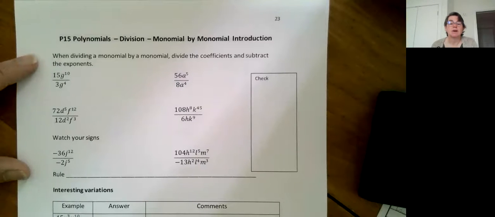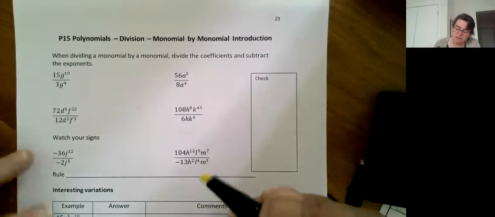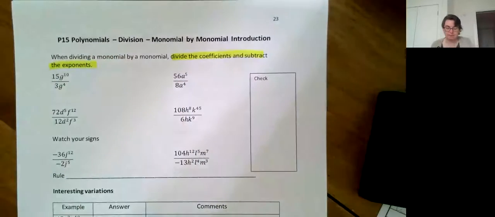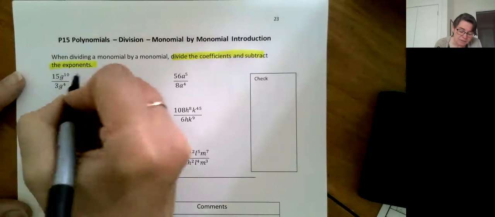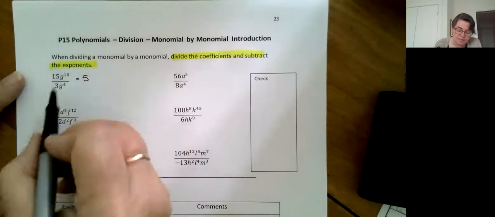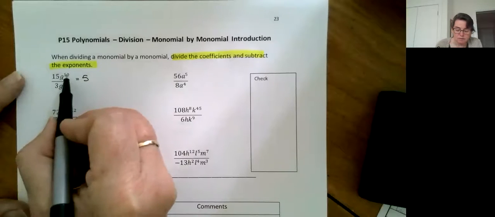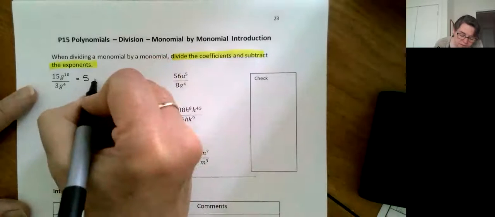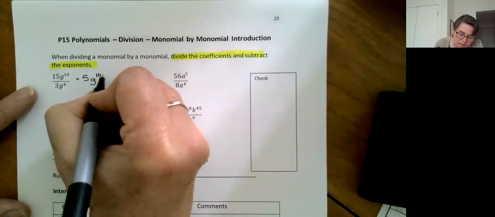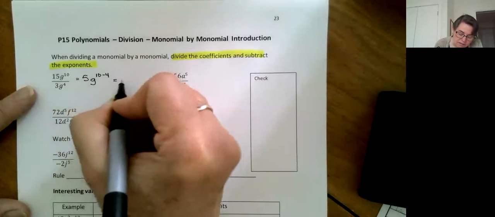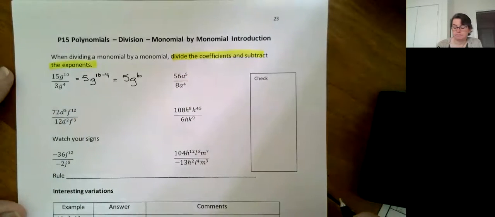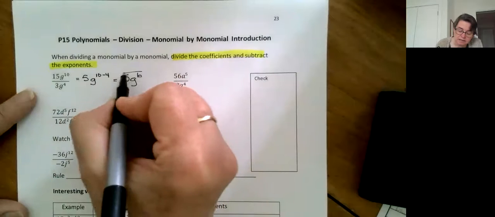So when dividing a monomial by a monomial, you divide the coefficients and subtract the exponents. Actually pretty straightforward. 15 divided by 3 is going to be 5. And g^10 divided by g^4, when you divide, you subtract the exponents. I'm just going to write it out just once, because I would never do that normally. And there we go. Ta-da. There is your final answer.